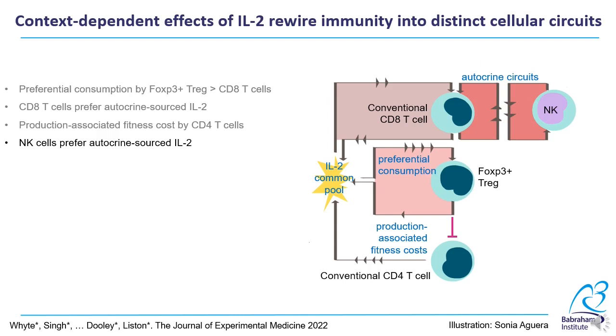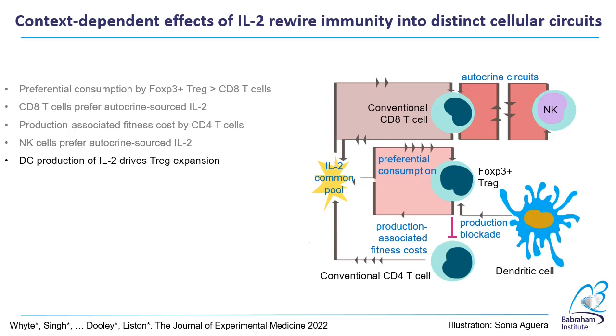Production of IL-2 by natural killer cells also fed into autocrine circuits, with these cells being the major responders to their own IL-2. On the other hand, IL-2 production by dendritic cells preferentially expanded regulatory T cells, whilst largely unaffecting conventional T cell expansion, which may be of particular importance when trying to promote immune tolerance.